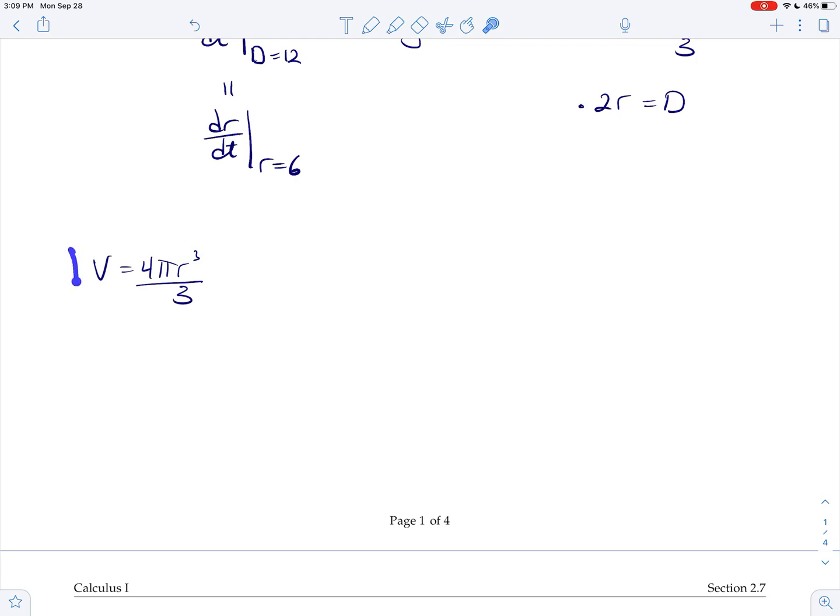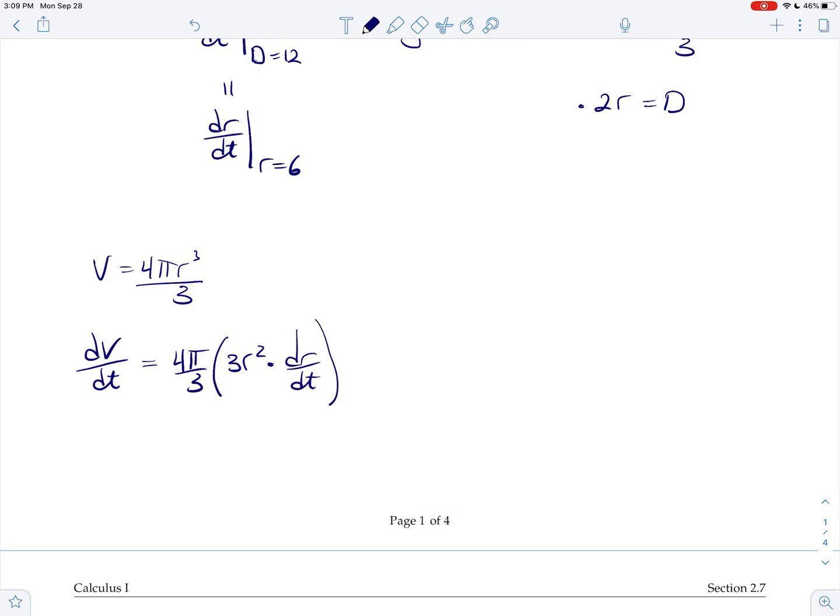And so you can take the derivative of this expression with respect to time exactly the same way we did in the last section using implicit differentiation. We're going to use implicit differentiation here. Everything is a function of t, and so let's do it. On the left side, when I take the derivative of V with respect to t, I just get dV/dt equals, on the right side, these are just numbers, so I have the 4 pi thirds times, I'm taking the derivative of r cubed with respect to t, so I get a 3r squared times dr/dt.